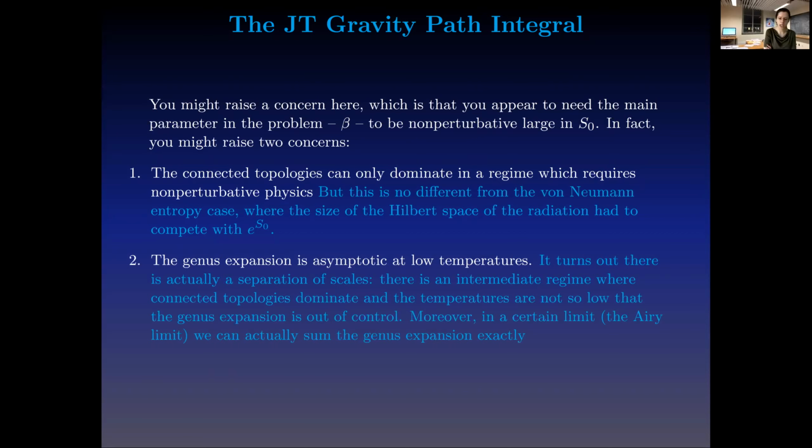Well, it turns out that there actually is a separation of scales. There's an intermediate regime where the connected topologies dominate, and temperatures are not so low that the genus expansion is out of control. So you can do partial sums of the genus expansion in the regime where it gives you a good estimation of what the series actually is. There is a regime where the replica wormholes are important and the genus expansion is, quote unquote, well behaved. And moreover, in a certain limit, the so-called Airy limit, we can sum the genus expansion exactly, and it doesn't change the behavior. So hopefully this alleviates these two potential concerns.